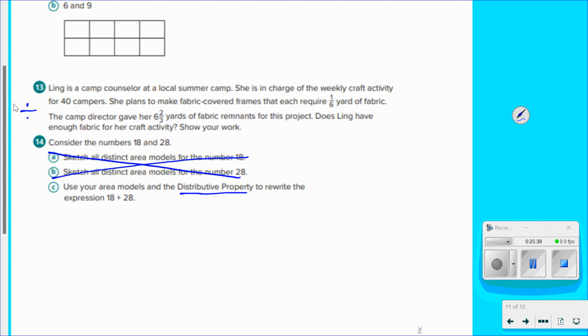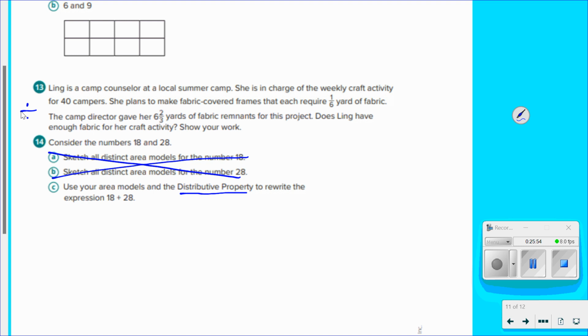I do want you to use distributive property. So if the model will help you on that one, because we did do that, that's back at the very first section. You can draw one quick model, but the biggest thing is make sure you use distributive property.